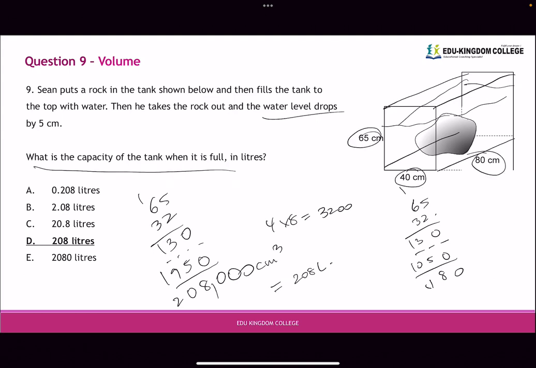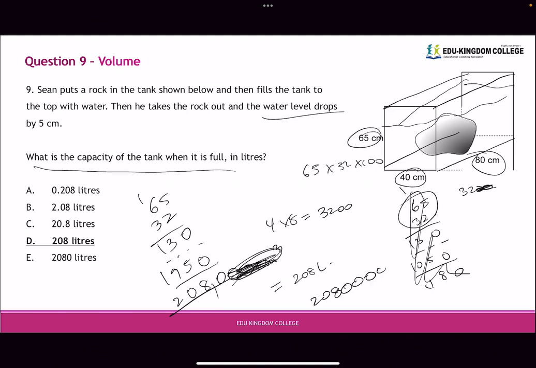So what I did was 40 times 80 first, which gives me 3,200. I got rid of the zeros. Basically what I just did is 65 times 32 times 100, so there are 2 zeros, which is the same as 100. So I did 65 times 32 first. This is wrong actually. 65 times 32 should give you 2,080. Then times it by 100 gives you 208,000 centimeters cubed. And we said that 1,000 centimeters cubed equals 1 liter, so that's 208 liters.